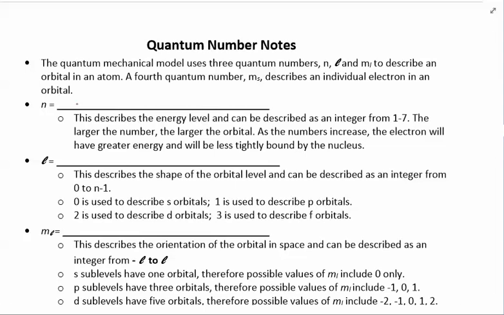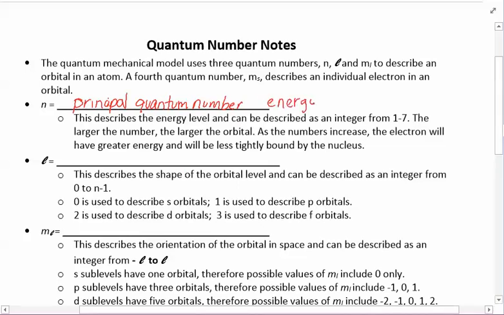So n is the principal quantum number. That's the title of it. I'm never going to ask you to specifically talk about the principal quantum number, but this is the first value in our address, if you want to think of it that way, and it corresponds exactly to the energy level. So if we had an electron in the 2s sublevel, the energy level for it would be 2. That would be our first quantum number.